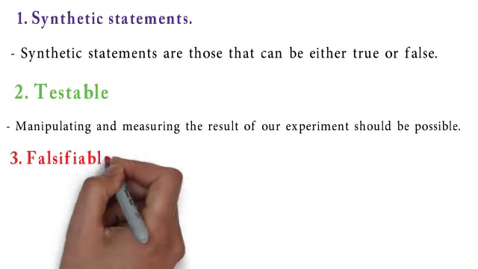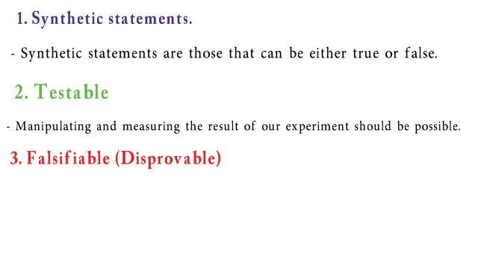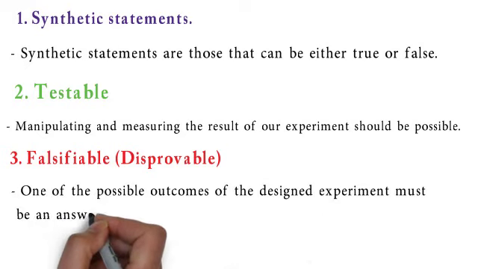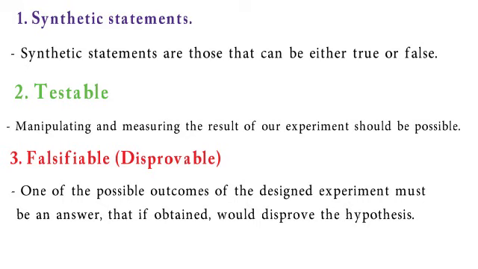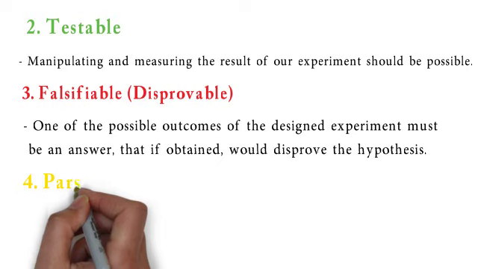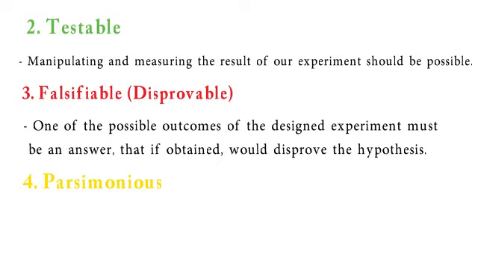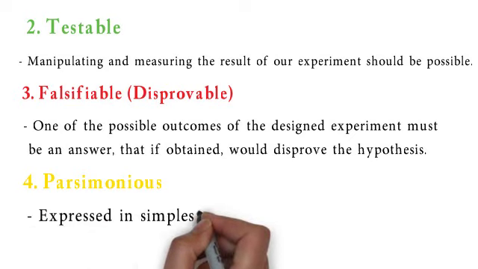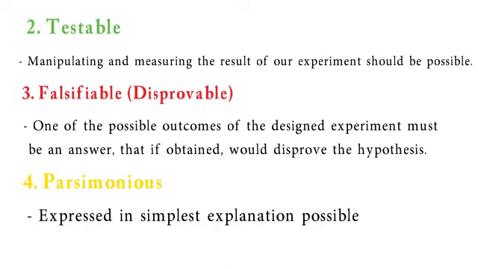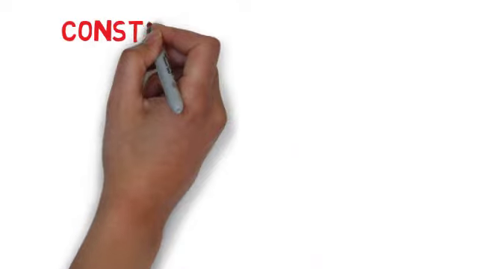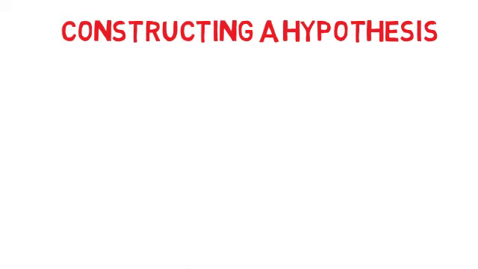Third, statement of research hypothesis must be falsifiable or disprovable by the research findings. One of the possible outcomes of the designed experiment must be an answer that, if obtained, would disprove the hypothesis. And lastly, our hypothesis should be parsimonious. Naaalala mo pa ba ang meaning ng parsimonious or parsimony? It just means na dapat ang hypothesis natin ay mabilis maintindihan. Simplest explanation is preferred. Now, paano naman tayo magko-construct ng effective na hypothesis?